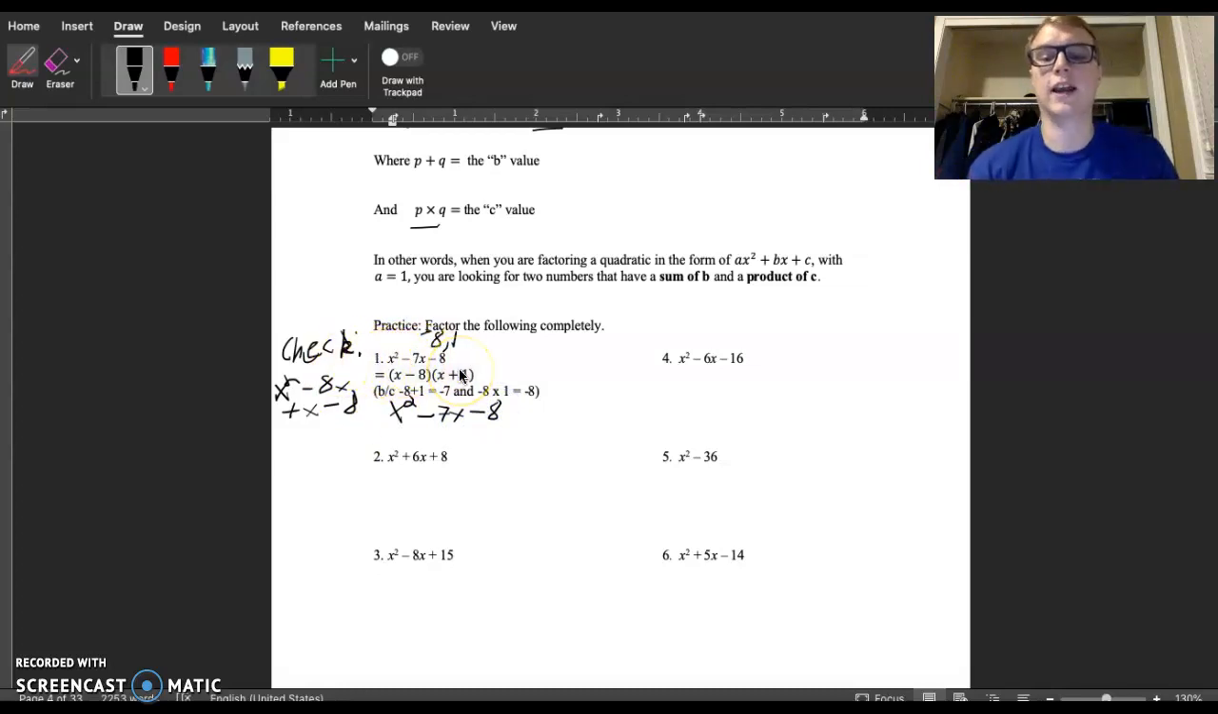So that's how we can check if we factored right. If our check came out to our original equation, then we did it right. If it didn't, we have to go back and see where we messed up and go ahead and fix that.